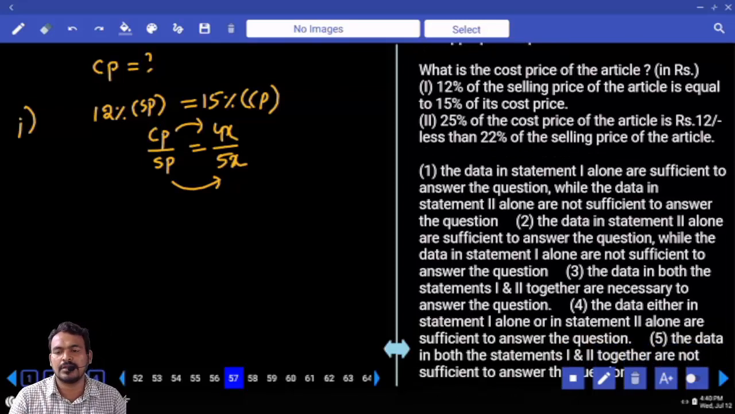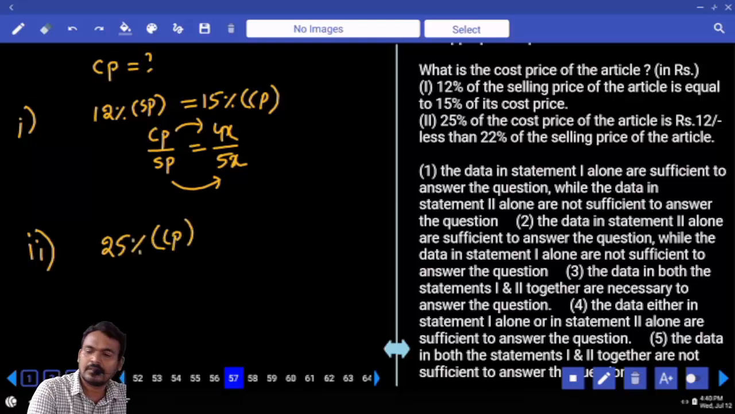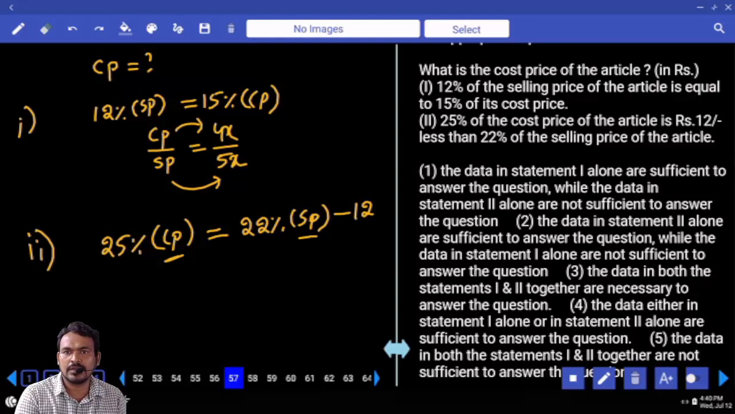Next, what is the second statement? 25% of the cost price of the article is 12 less than the 22% of selling price of the article. 25% of CP is 12 less than 22% of SP. Compared to this one, how many rupees less? 12 rupees less. Is statement 2 alone sufficient? No, because there are 2 unknowns. 2 alone is not sufficient. By using both the statements, yes.